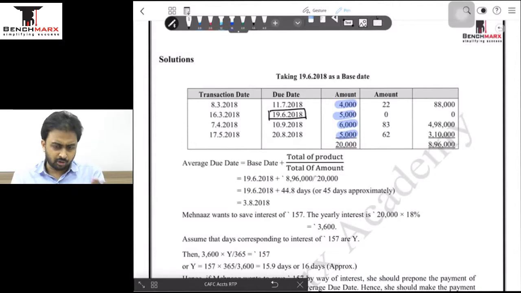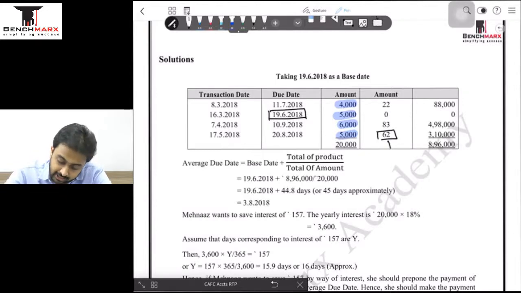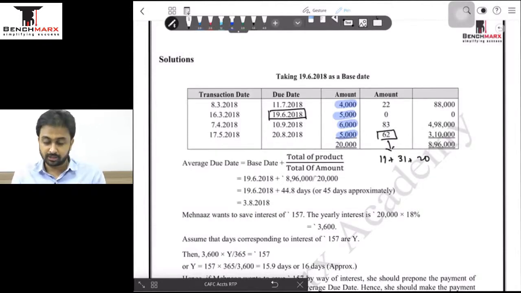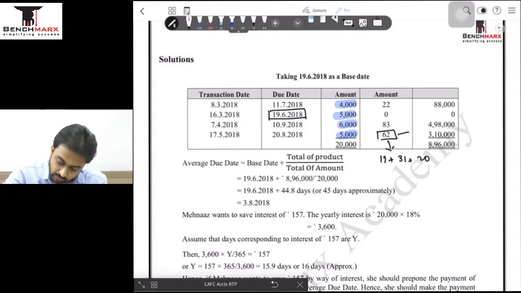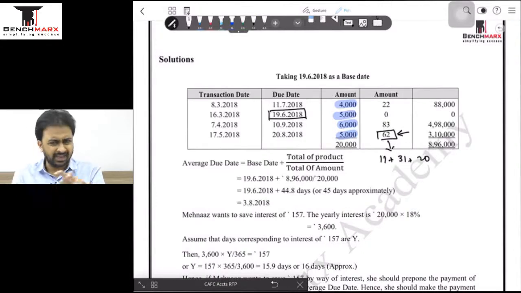Then number of days is normal. Let us take one example of how 62 came. Base date is 19th of June. So I'll have to travel for 11 days of June, then I will travel for 31 days of July, and I will travel for 20 days of August. So 11 plus 31 is 42. 42 plus 20 is 62, and that is how it came. I have given one example, others you can do on the calculator.